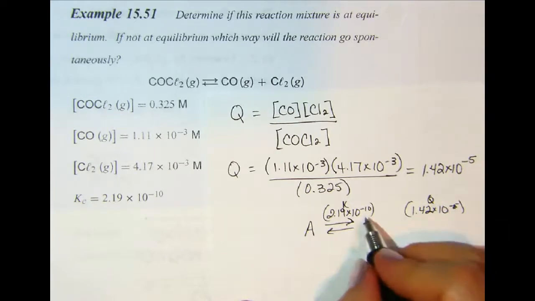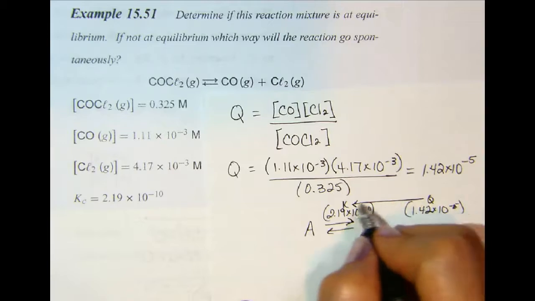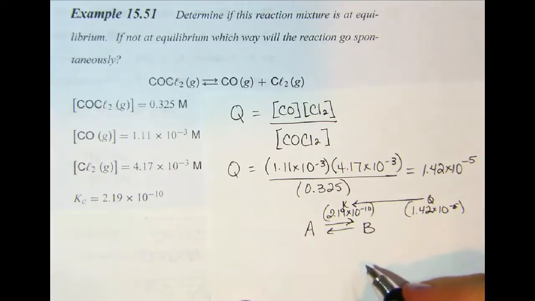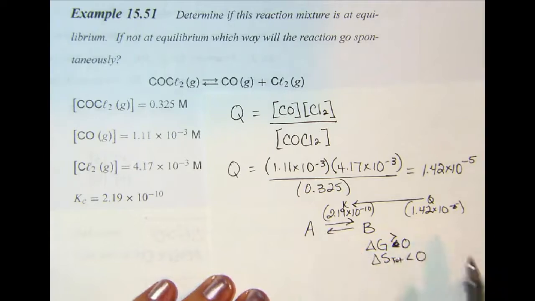That value is greater than K. So because it's greater than K, the reaction is going to spontaneously move in reverse. And so we have a delta G that is greater than 0, and a delta S total that is less than 0, and we are moving towards the reactants.